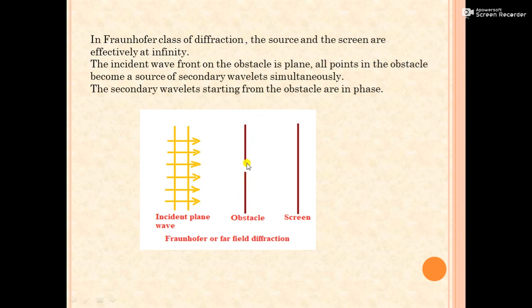The secondary wavelets starting from the obstacle are in phase, as the incident wavefronts are plane, so they are all in phase. And also, since this distance is at infinity, the wavefronts reaching the screen are also plane parallel, plane waves.